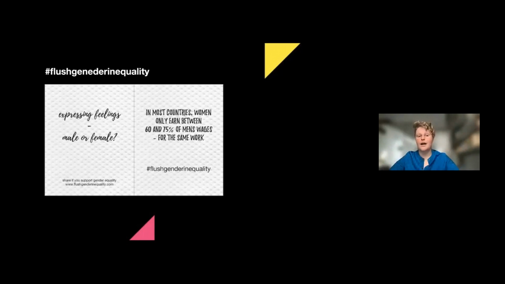So in this example, in most countries, women only earn between 60 and 75% of men's wages for the same work. We also call that the gender pay gap. An example for the men would be that most prison inmates are actually male, and that's by a percentage that is pretty unbelievable. So there must also be something wrong there.